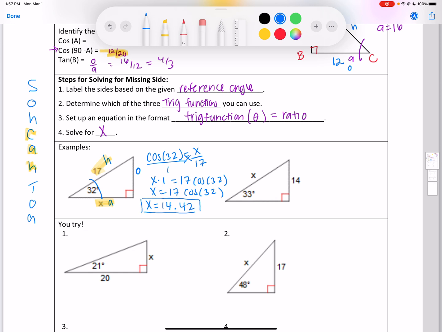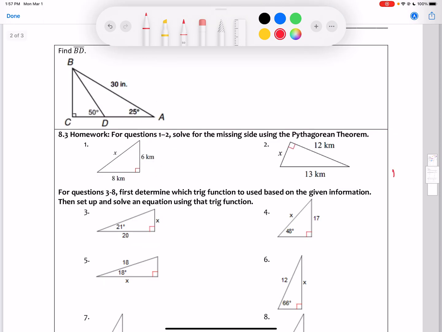Okay. Now, another little acronym to remember when you are setting up your problem here is when x is high, we multiply. So when x is on the top, I'm multiplying the cosine trig function by 17, by that bottom hypotenuse. Okay, for this next example, here's our reference angle. That's the angle I'm given. Opposite, adjacent, hypotenuse. And again, I'm just going to jot this down, SOHCAHTOA.